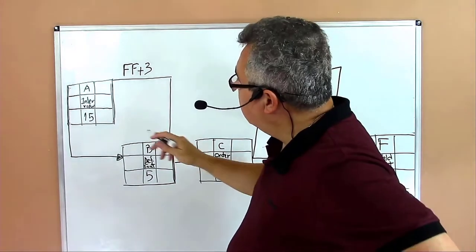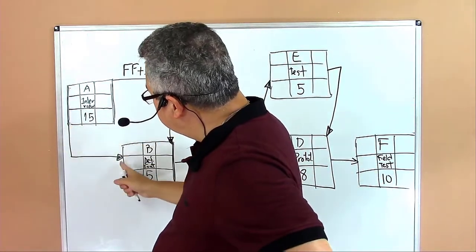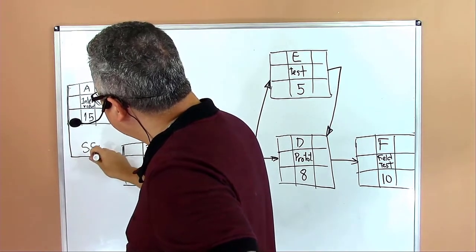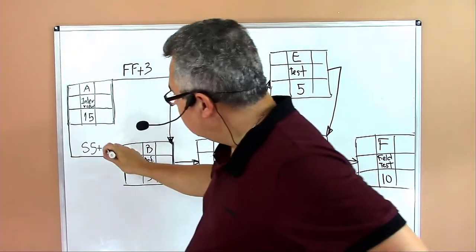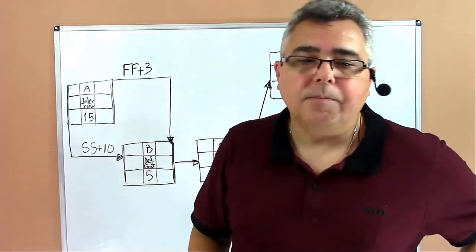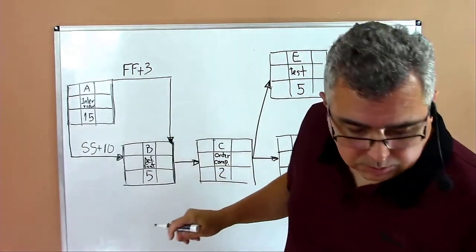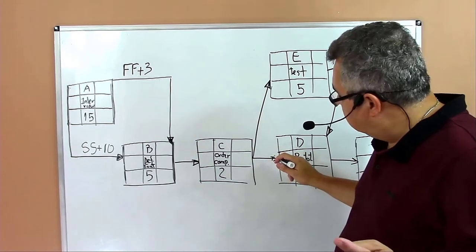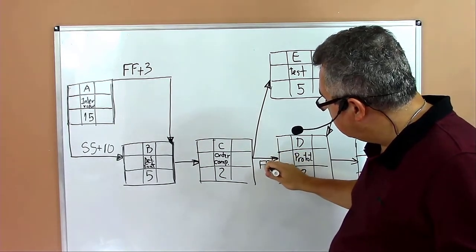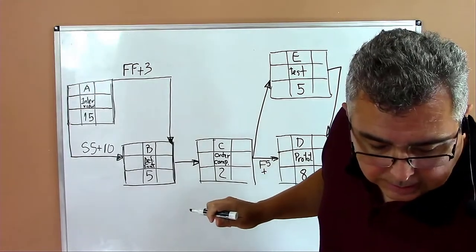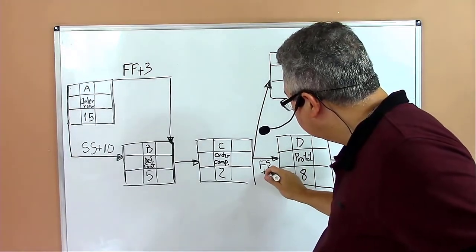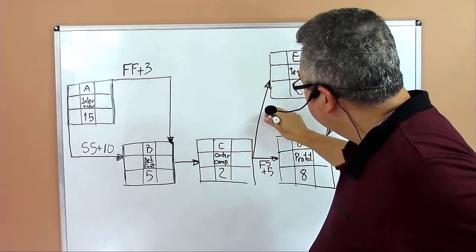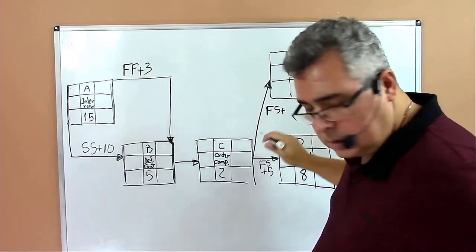And here you have another activity that is start to start. So we are connecting the starting lines. So it's a start to start with a lag of 10. Okay, a lag of 10. Then let's go to the network. We have here a regular finish to start, a finish to start with a lag of 5, FS plus 5. Here we have finish to start plus 4.